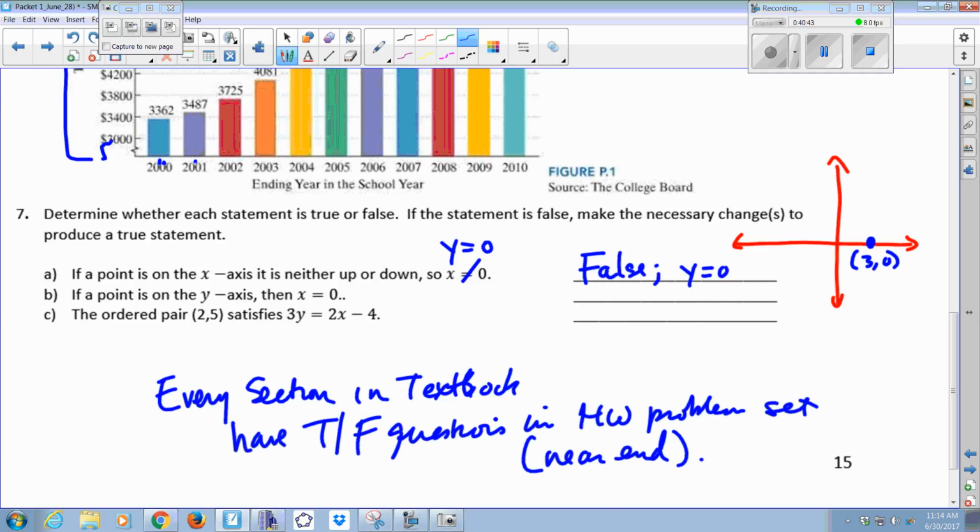If a point is on the y-axis, then x is 0. So let's take a look at that. Sure, if a point's anywhere on the y-axis, let's say 0, 8, x is 0. So this is a true statement.